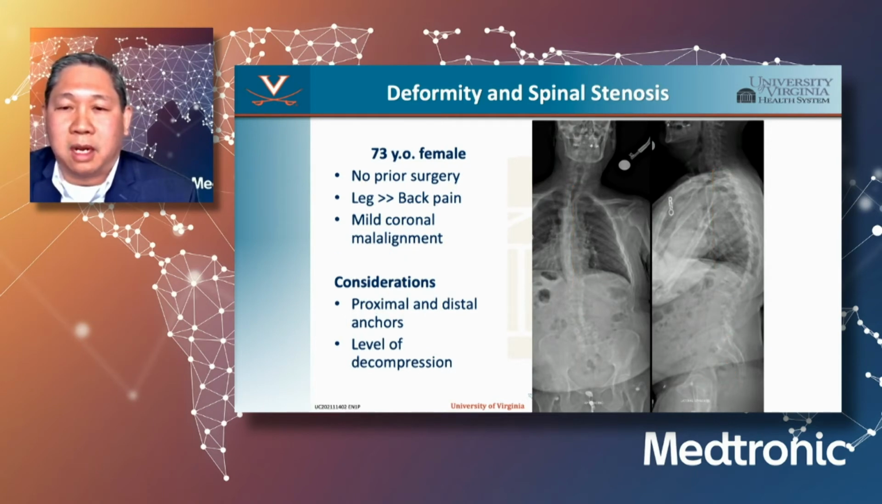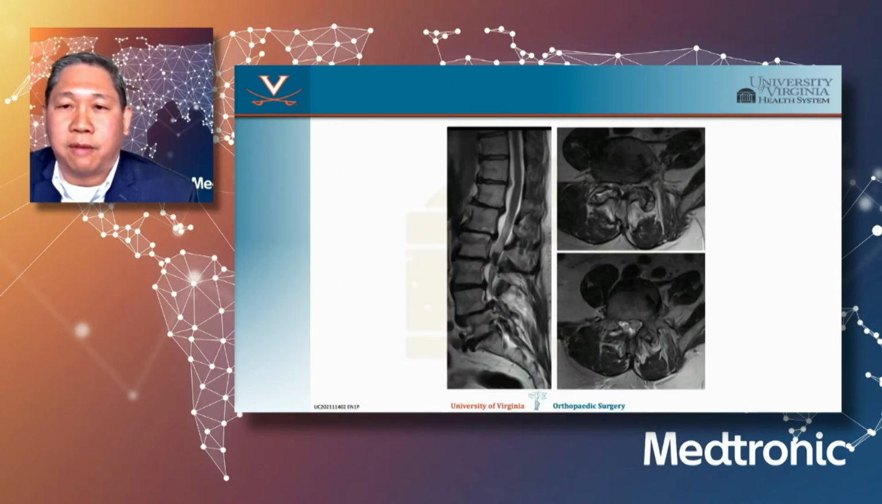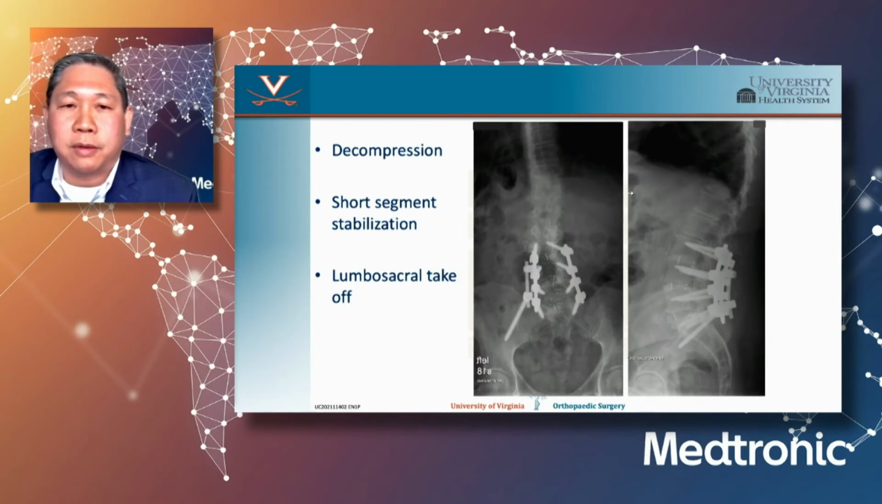We think about those parameters, but if I look at the pelvis, it's pretty level, but the lumbosacral takeoff is off to the left, and the MRI confirms stenosis at L4-5, L5-S1, on the left in particular. And so for this patient, they got a short segment decompression, and we really tried to address that takeoff to open up that level.